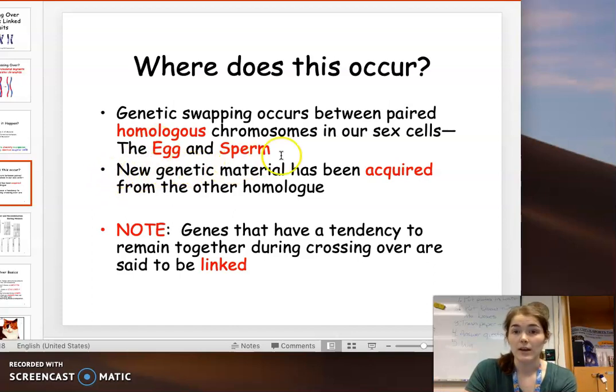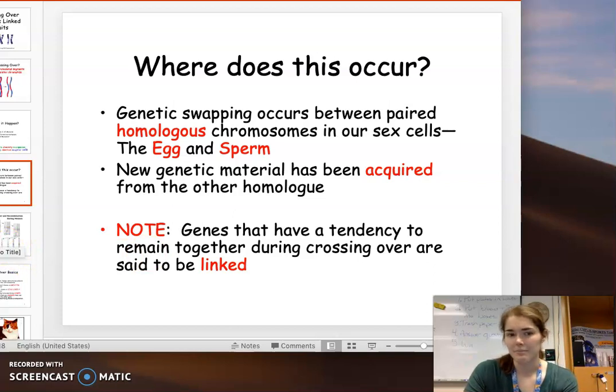New genetic material has been acquired or gathered from the other homologue. So maybe mom's chromosome 1 mixes with dad's chromosome 1, and now that mom's chromosome that was originally from mom that may be inherited by the kid is also part dad. Now, genes that have a tendency to remain together during crossing over are said to be linked.